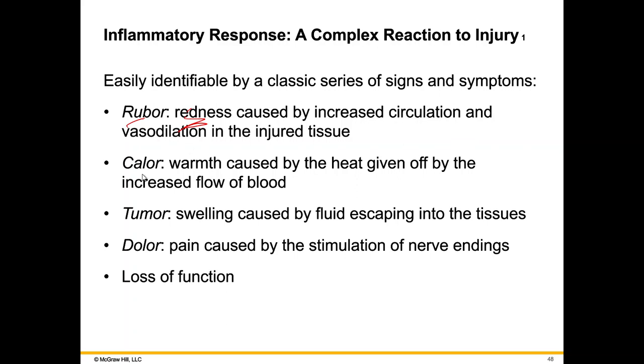Also, we have calor. This means warmth, and that is the heat given off by that increase in blood flow. We will have a tumor, which is swelling that is caused by the fluid. I feel like another more common word for this is edema. We have dolor, which is pain. And then we finally can have loss of function in the case of an inflammatory reaction.